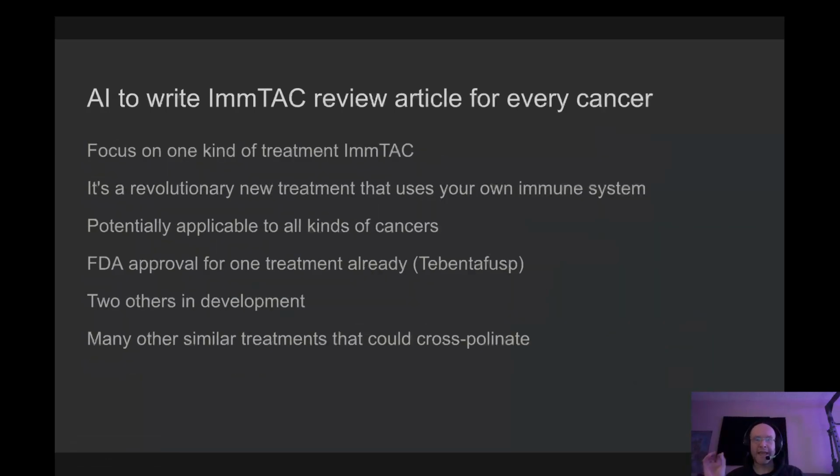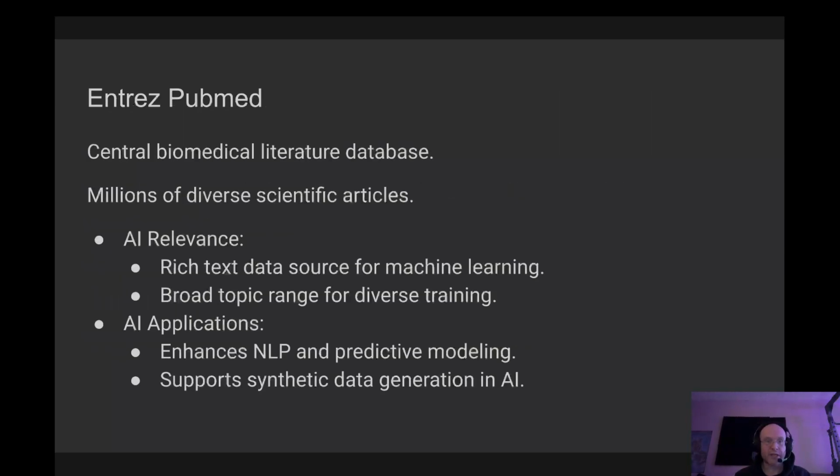So we want to get AI to write an ImmTAC review article for every different cancer. And we just want to look at this one treatment because we can use the same platform for a lot of different cancers. There are also other immunotherapies in the literature that we could get information from that could help cross-pollinate. We're using Entrez PubMed to download potentially millions of scientific articles that we can study. It's a rich data source that contains tons of information.